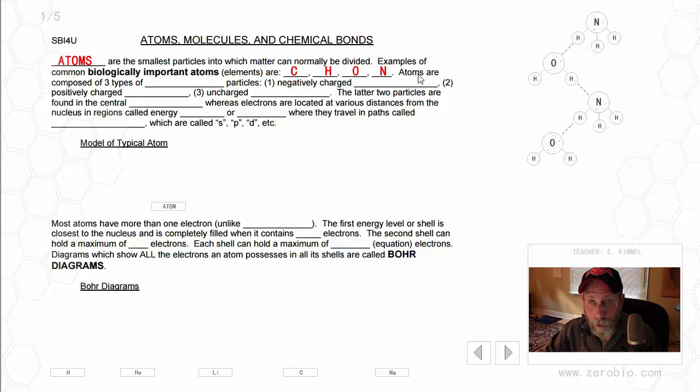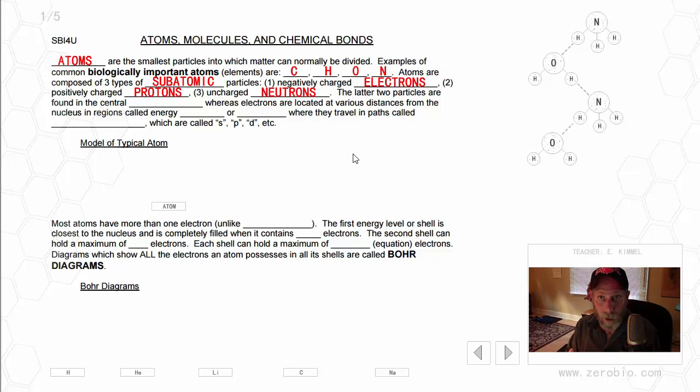Atoms, which we have been talking about, are composed, and I've mentioned this already, of three types of subatomic particles. These are particles smaller than the atom. They make up the atom. Three particles: negatively charged electrons, positively charged protons, and uncharged neutrons. Neutral neutrons. All right, so we have negative electrons, positive protons, neutral, uncharged neutrons. Those are the subatomic particles.